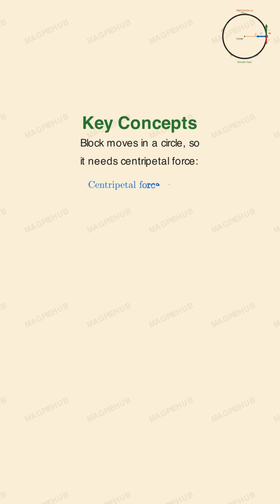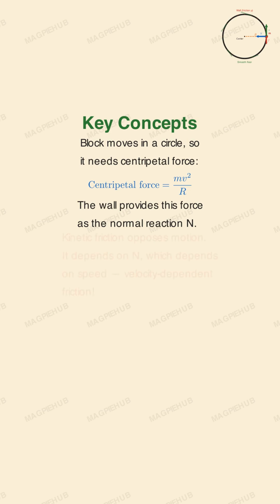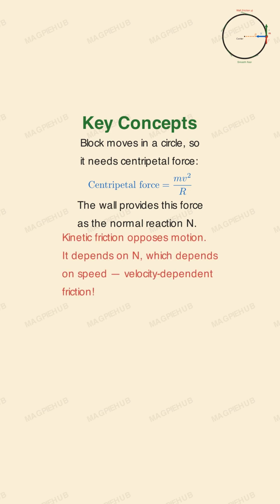The key concepts. The block moves in a circle, so it needs a centripetal force equal to mv squared over r. This centripetal force is provided by the normal reaction N from the wall. Now here is the interesting part. The kinetic friction depends on N. But N itself depends on the speed of the block. So friction is velocity dependent.